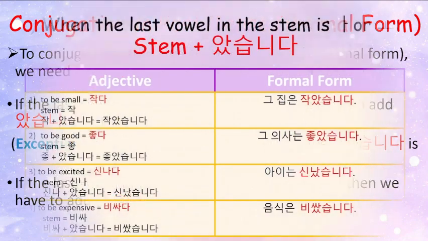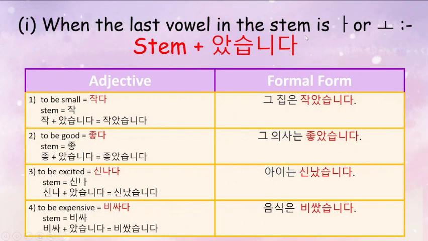Okay. Now let's start with the first case, when the last vowel in the stem is either a or o. Then what you have to do is attach asimnida to the stem. Let's see some examples. Suppose I have to conjugate the adjective 작다, which means to be small. So here the stem is 작. Let's check the last vowel, that is a. So what ending will be attached? asimnida. It will become 작았습니다. Suppose I have to say that house was small. 그 집은 작았습니다. Okay, very easy.